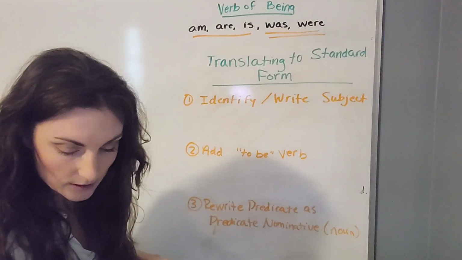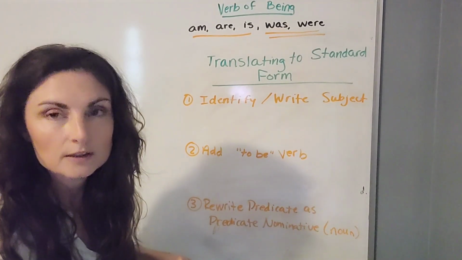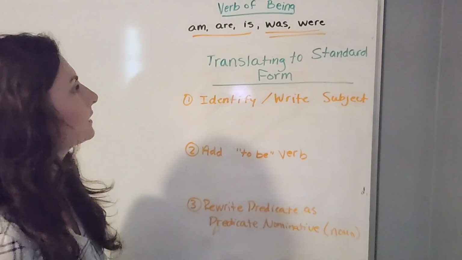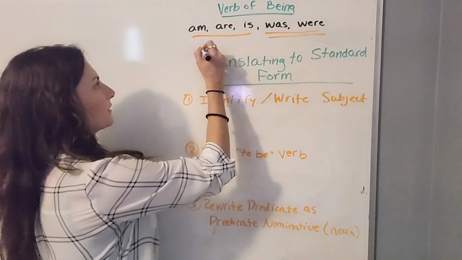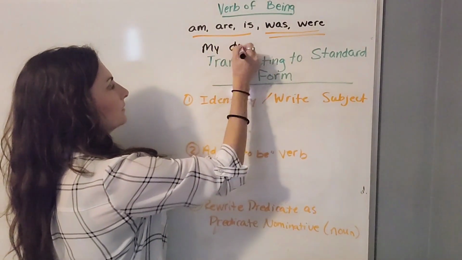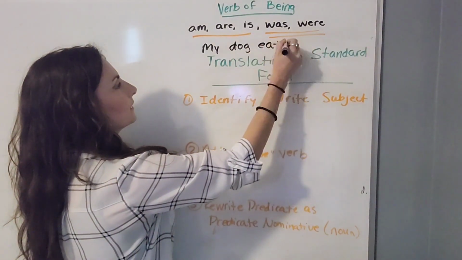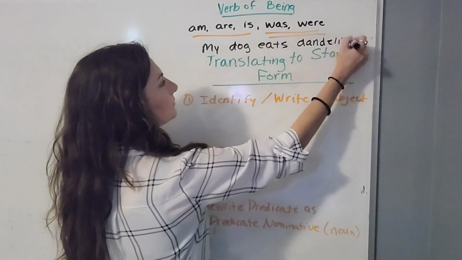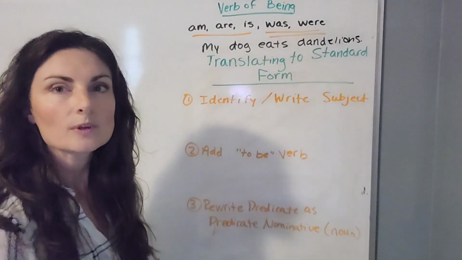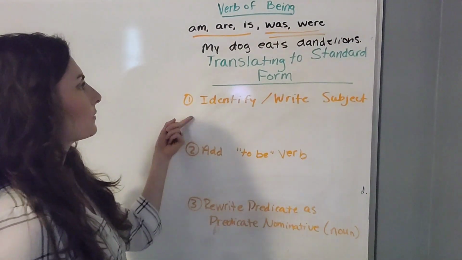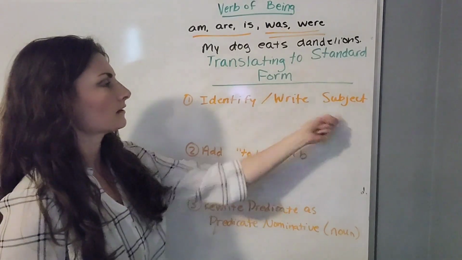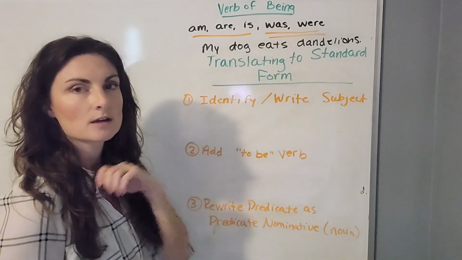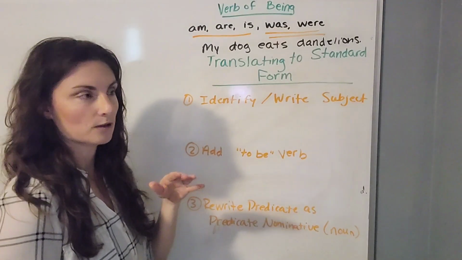So we're going to be using a sentence. Let's see. My dog eats dandelions. I'm going to write that up here. My dog eats dandelions. All right, we have identify and write the subject. We're going to use this sentence here. My dog eats dandelions. What is the subject? My dog.